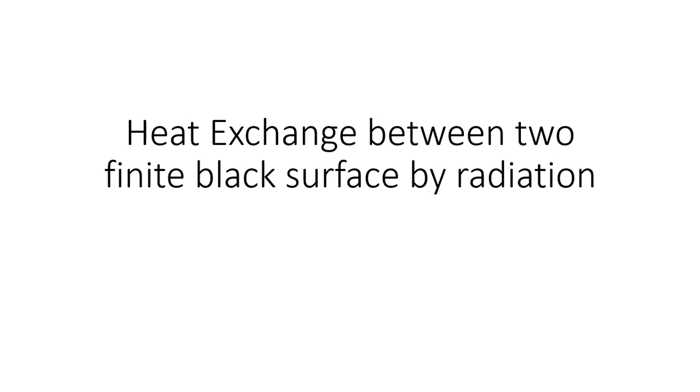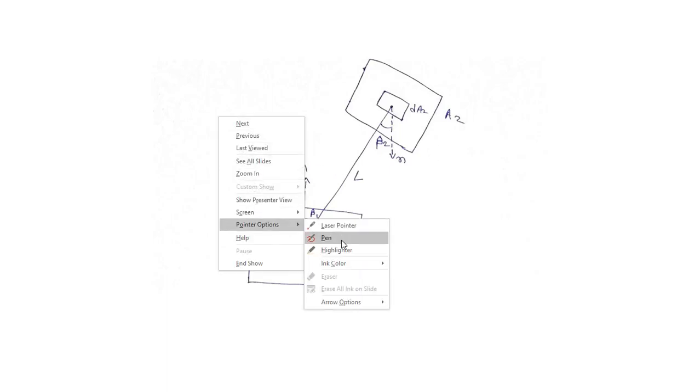We all know the heat transfer equations for conduction and convection. Now we will find it for radiation. Consider these two surfaces or two areas. Between them, heat is transferred by radiation. This is area 1 and this is area 2.